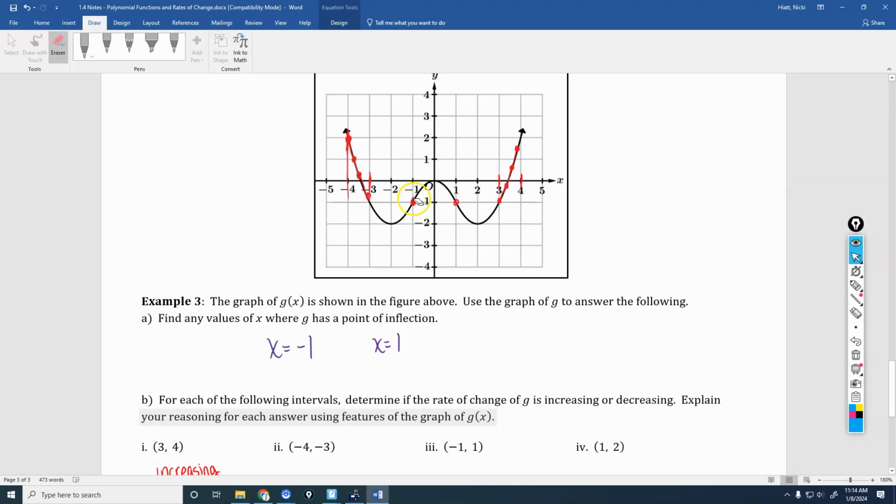Okay, definitely you're decreasing, you're getting less steep. But what happens right there at 0? You switch to, you don't switch to increasing.